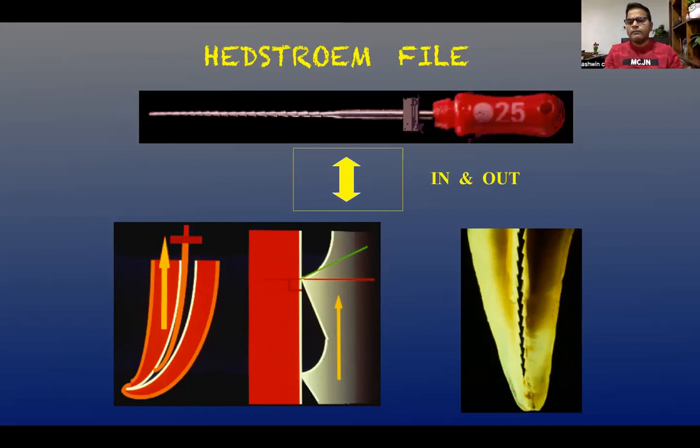And how will be the movement of the H file? You just have to put it inside and scrape the walls all around while coming out. So the action is while coming out, not while going in. So you have to actually scrape the walls all around. When you scrape the wall all around, that's called circumferential filing.